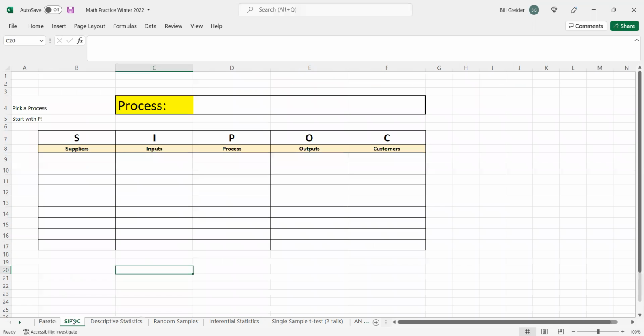SIPOC was about picking a process. It could be anything from cooking breakfast to mowing the lawn to feeding your dog, whatever you wanted to. With SIPOC, we start with process, then we work back to inputs, then we work back to suppliers, then we do outputs and customers. But again, this was early on, and I think everybody was pretty much caught up.